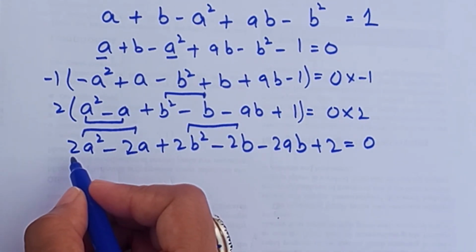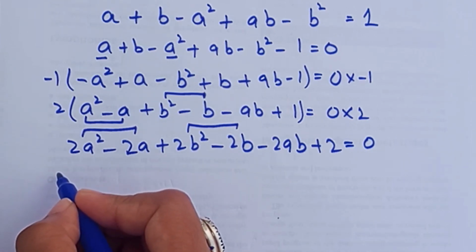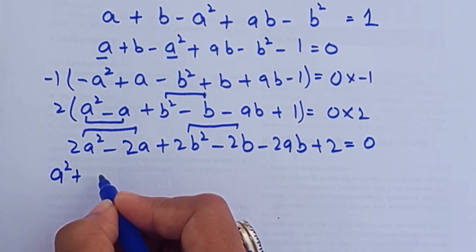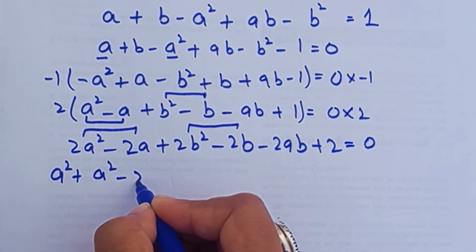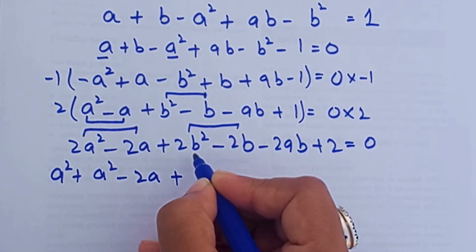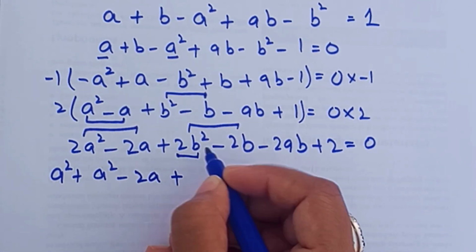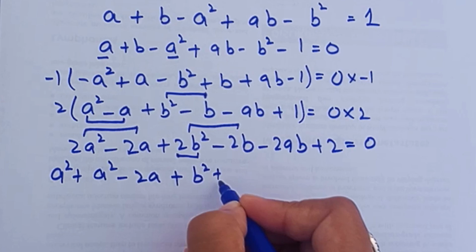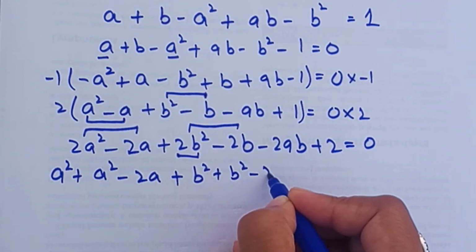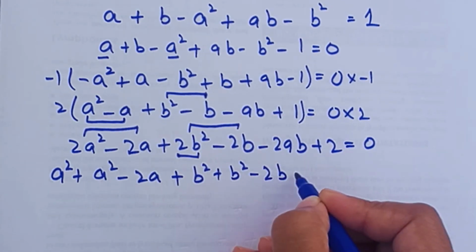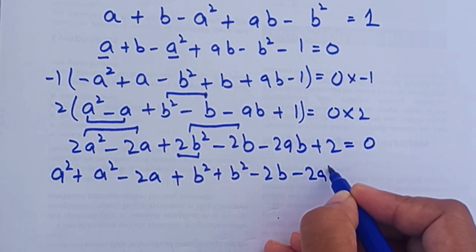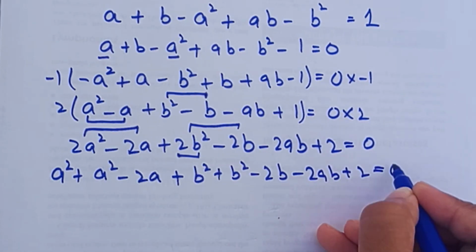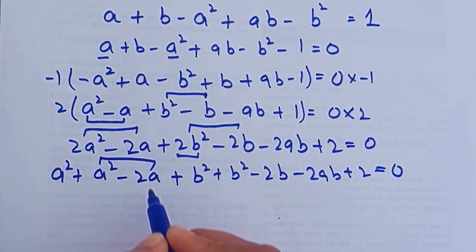So for this we split 2 times a square as a square plus a square, and this is a minus 2 times a plus. Similarly we split this value, so it's a b square plus b square, and this is a minus 2 times b, this is a minus 2 times product of ab plus 2 is equal to 0. Now look at these 2 values.